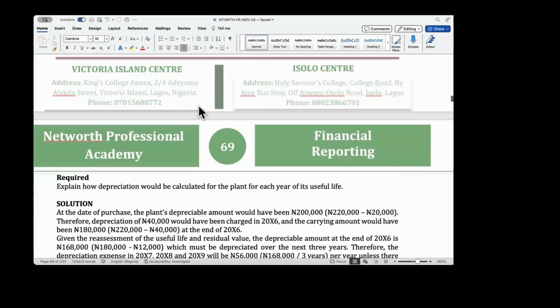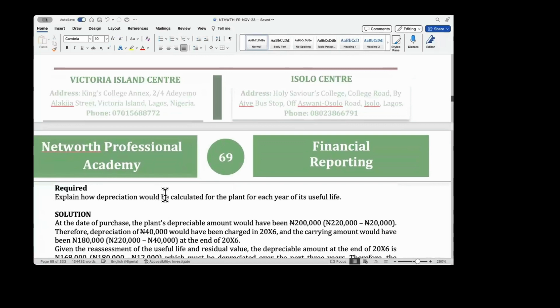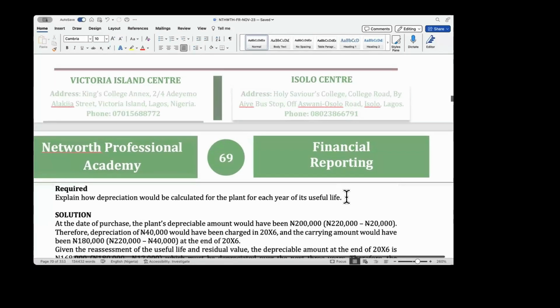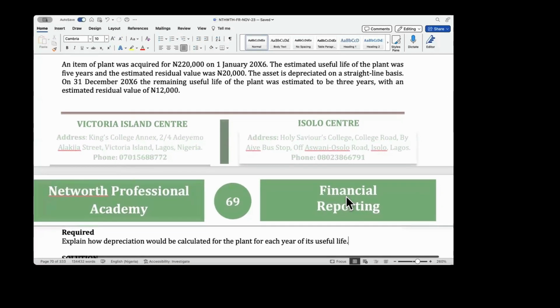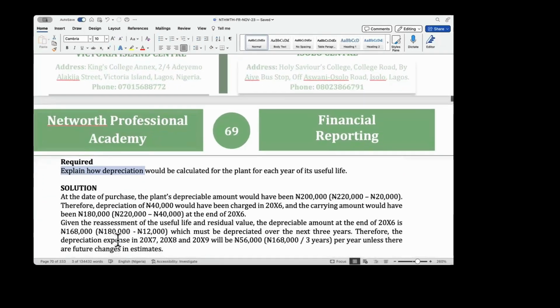So you're now asked to explain how depreciation would be calculated for the plant for each year of useful life. This question is very deliberate in terms of what they ask you to do, so you have to be very careful in the exam. If the examiner says explain and you start calculating your own, it needs an explanation. Nobody is asking you for any calculation. Just when you're explaining, you might need to put in one or two figures. So let's look at the explanation here.